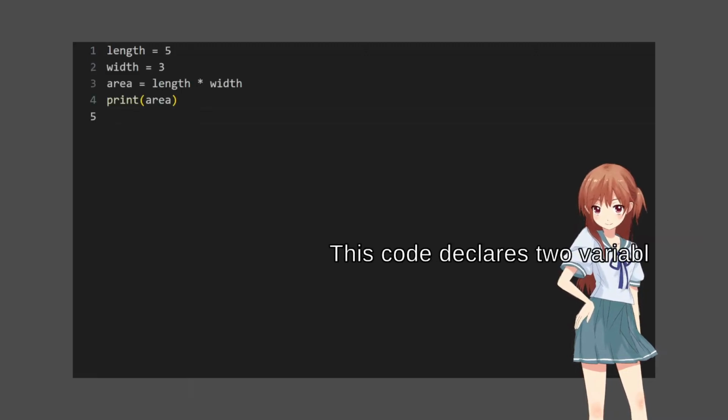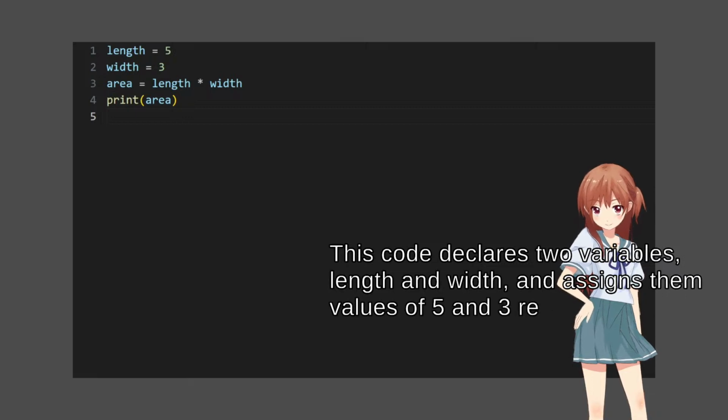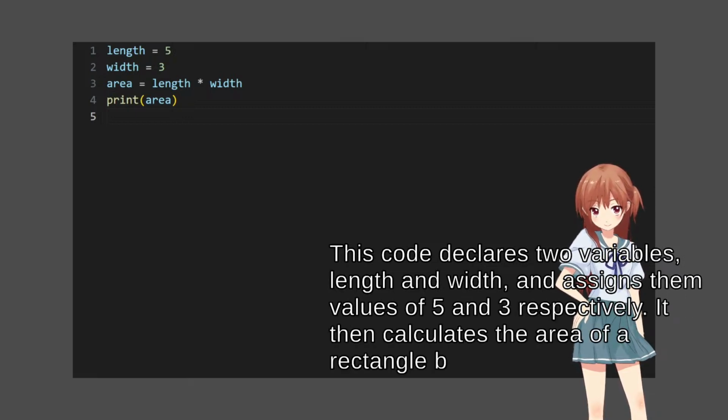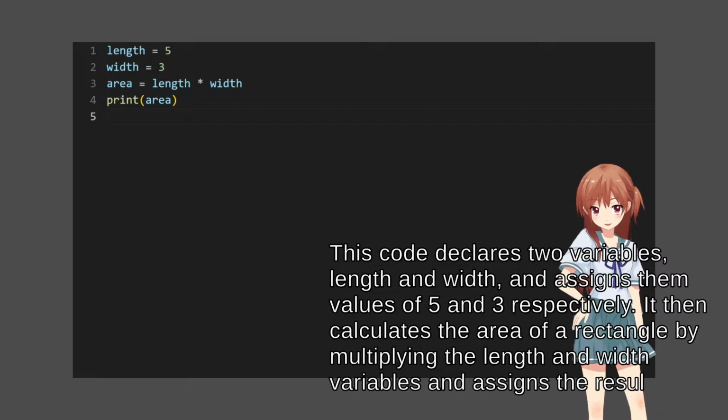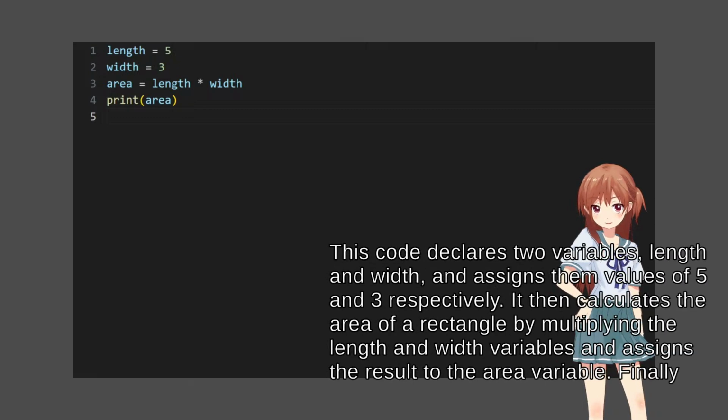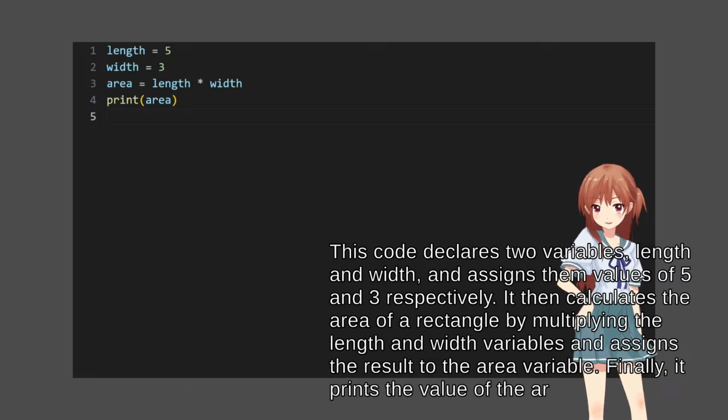This code declares two variables, length and width, and assigns them values of 5 and 3 respectively. It then calculates the area of a rectangle by multiplying the length and width variables and assigns the result to the area variable. Finally, it prints the value of the area variable, which is 15.